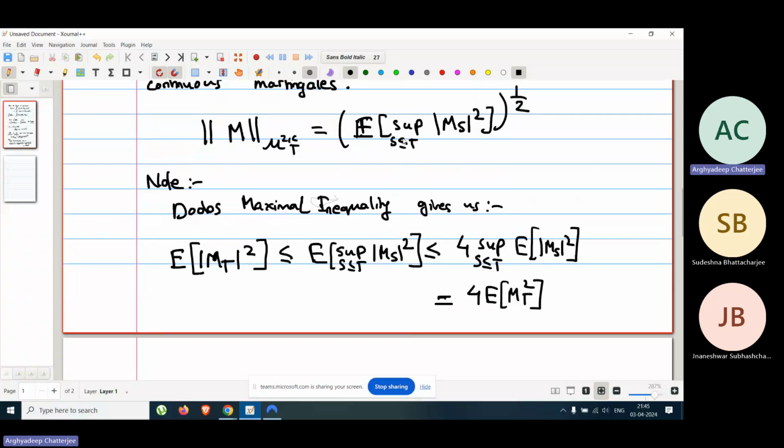So if this is the norm, can everyone see the cursor, this mouse cursor?